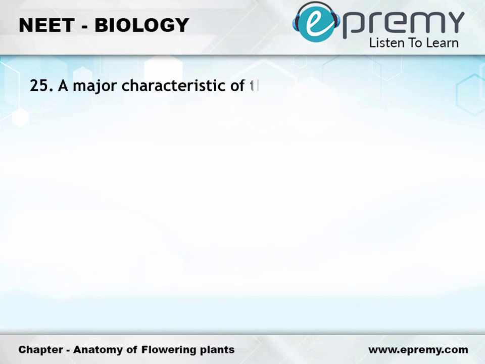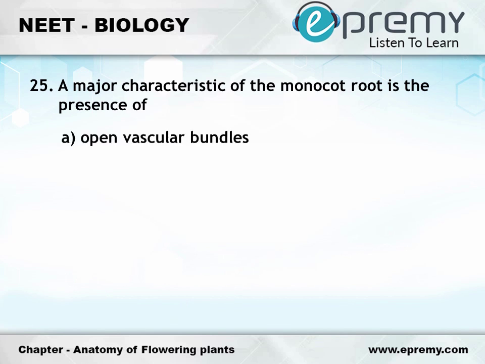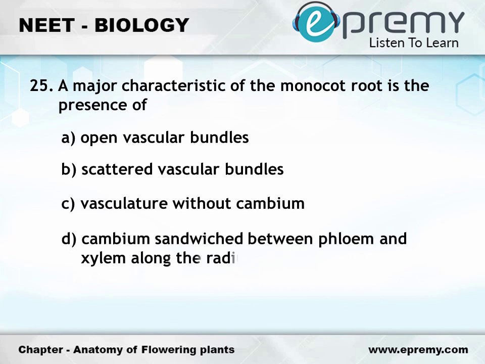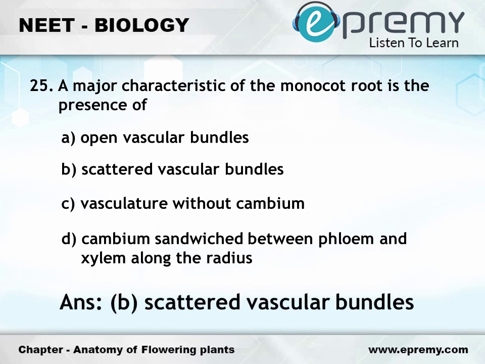Question number 25. A major characteristic of the monocot root is the presence of option A, open vascular bundles. Option B, scattered vascular bundles. Option C, vasculature without cambium. Option D, cambium sandwiched between phloem and xylem along the radius. And the answer is option B, scattered vascular bundles.